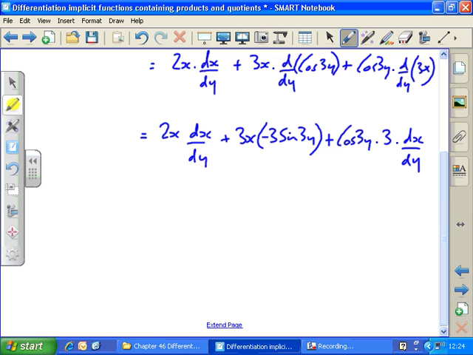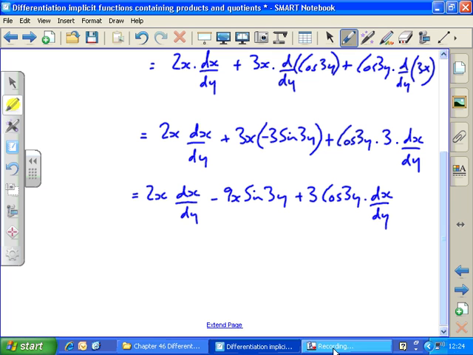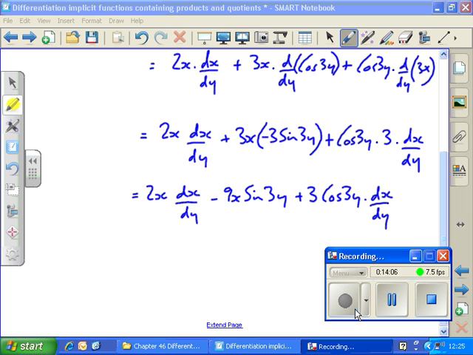Now we just tidy up. 3 times minus 3 is minus 9x sine 3y plus 3 cos 3y times dx by dy. Okay, now you can have a go at exercise 177, page 445.